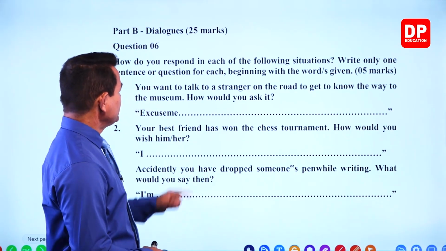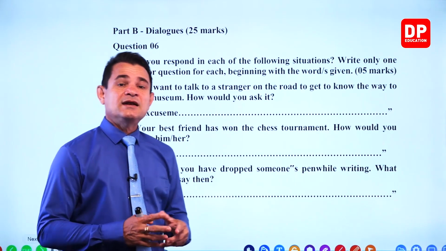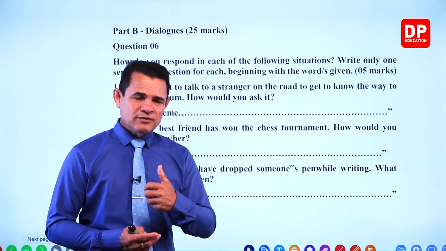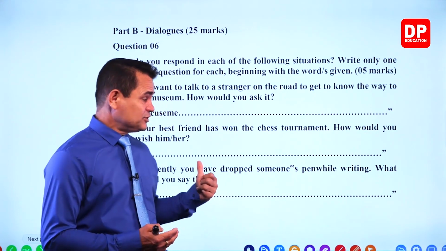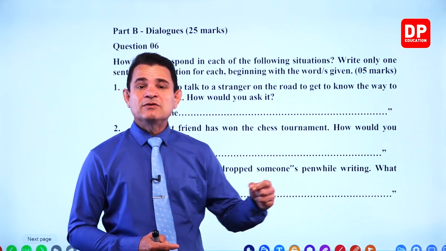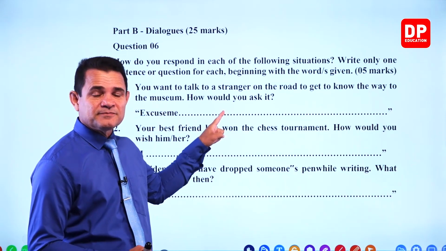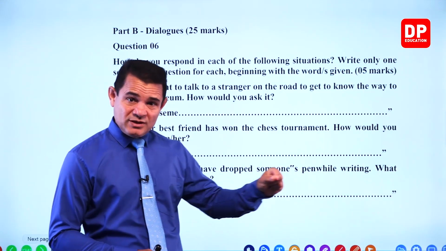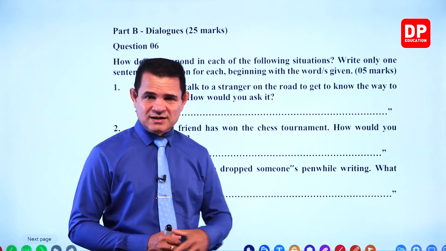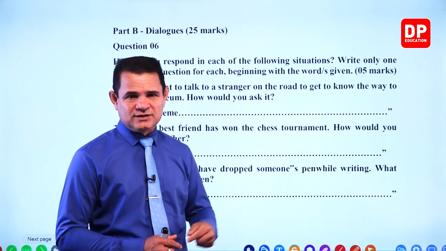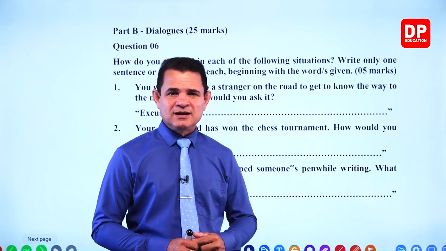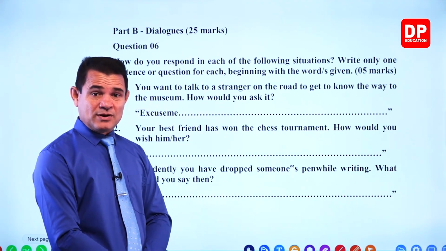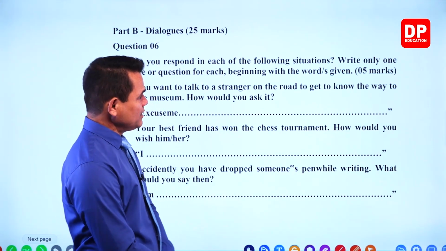You have to say Excuse me and ask for the way. There are different ways of asking, not only one. If you write one of them, that's okay. Excuse me, may I know the way to the museum? Or could you please tell me the way to the museum? Excuse me, how can I get to the museum? Can you tell me the way to the museum? You can ask in different ways. Write only one of them.